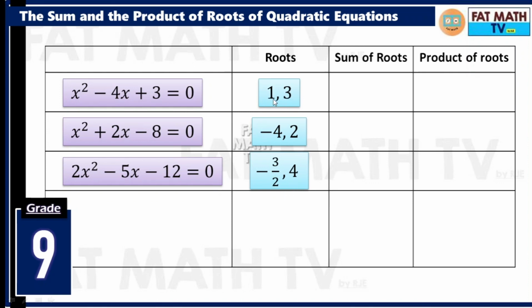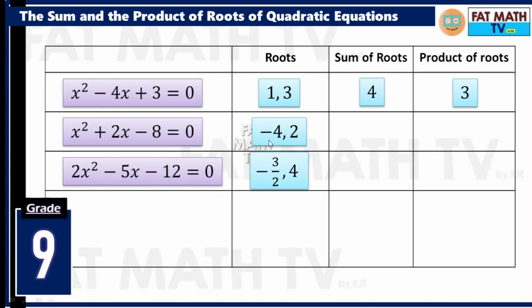If you add the roots 1 and 3 of the first equation, you get 1 plus 3 equals 4, while the product, if you multiply them, is 3. So the sum of the roots is 4, that's 1 plus 3, and the product of the roots is positive 3. That's 1 times 3.